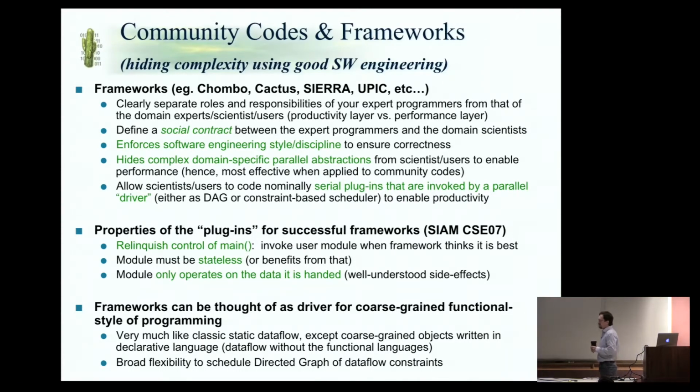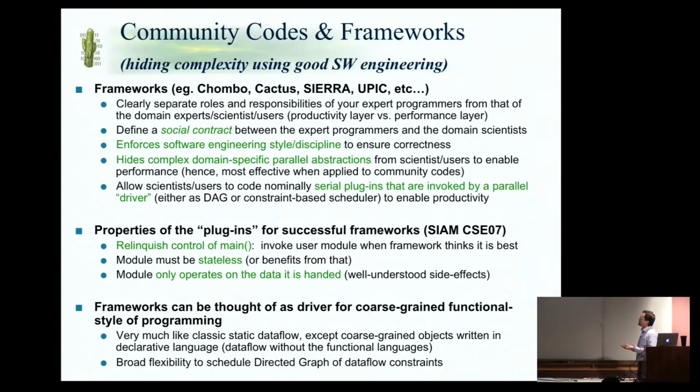And then you have UPIC, which is a framework developed at UCLA for particle-in-cell codes, which is a very large class of simulation codes. The purpose of the frameworks is to clearly separate the roles and responsibilities of your expert programmers from that of the domain experts. If you start letting them mix together, then you get all these wars about Fortran versus C++, or these days Python or Ruby on Rails, what have you. And you also end up having really smart scientists completely mangle your elegant code, and you don't want that to happen.